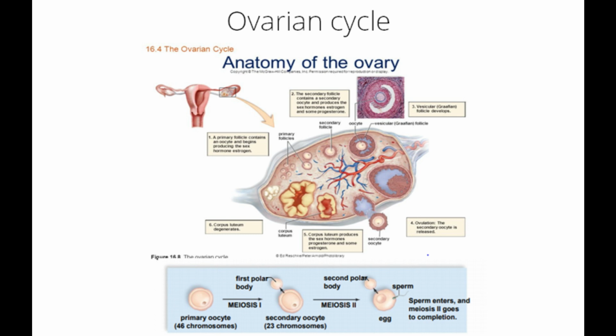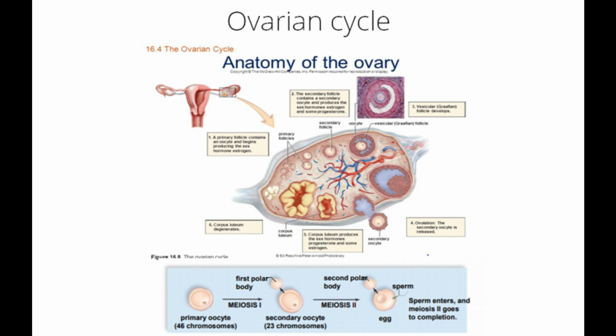The next step is the ovulation itself. It occurs when the secondary oocyte is released from the Graafian follicle. That's the process, which is referred to as ovulation.